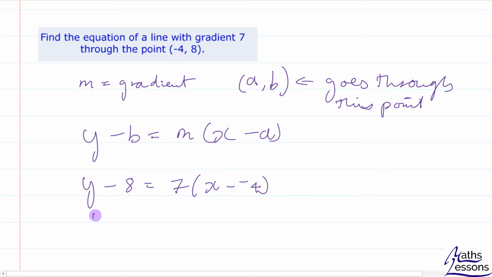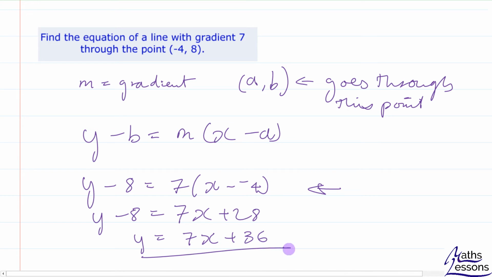We could simplify this to get it in mx plus c form, but if they don't tell you how to write it, this is a perfectly okay answer at GCSE. Multiply out the brackets: 7x, that's plus 4 times 7, which is plus 28. Then I add 8 to both sides, and I get y equals 7x plus 36. So do learn this formula.